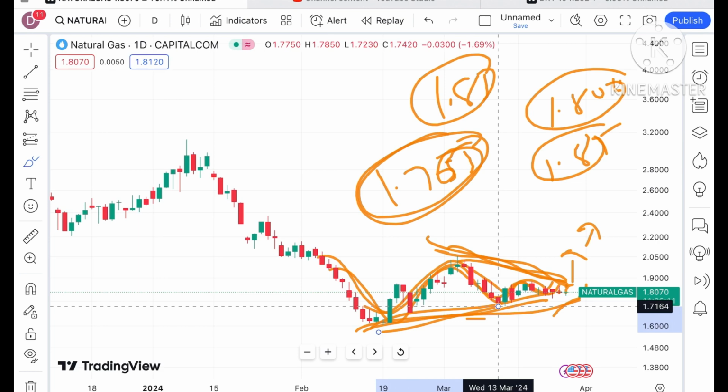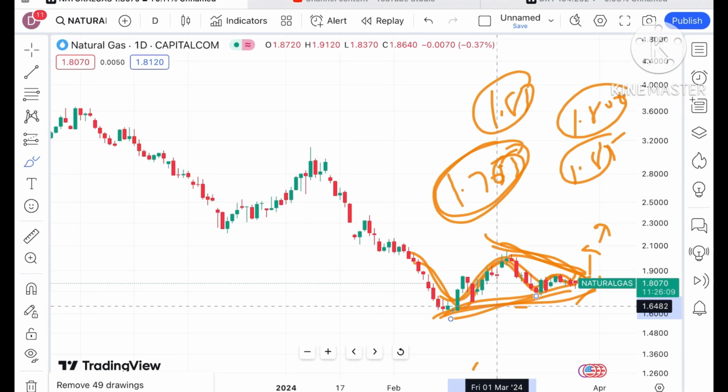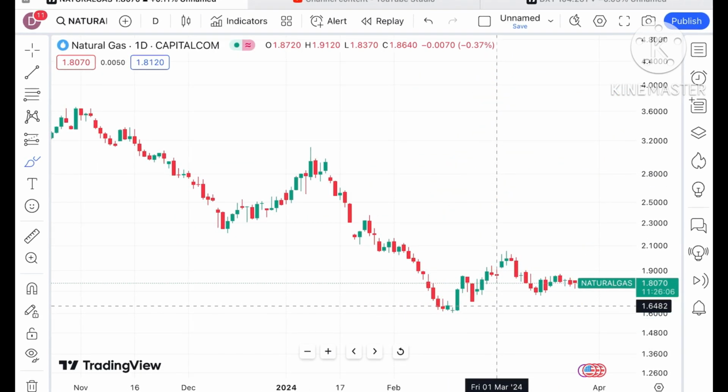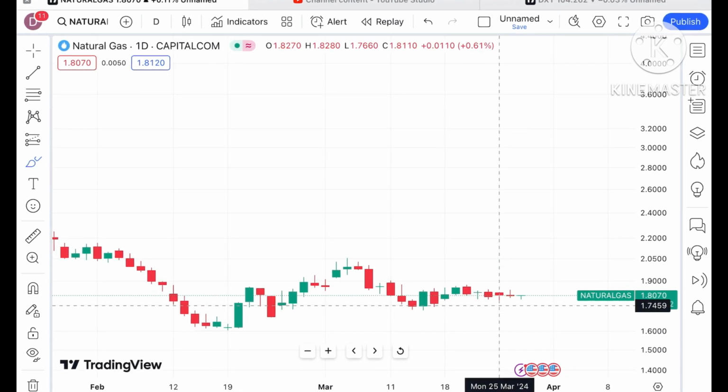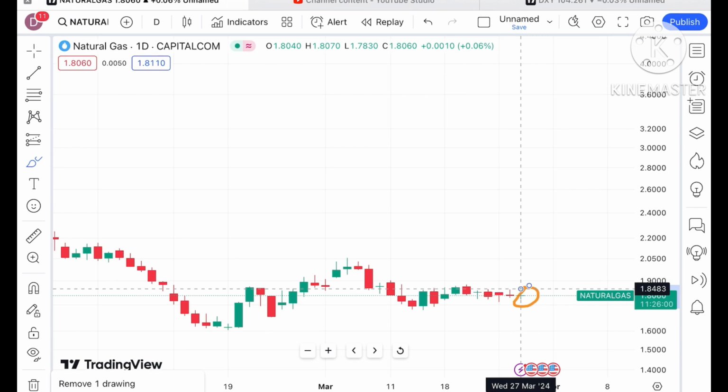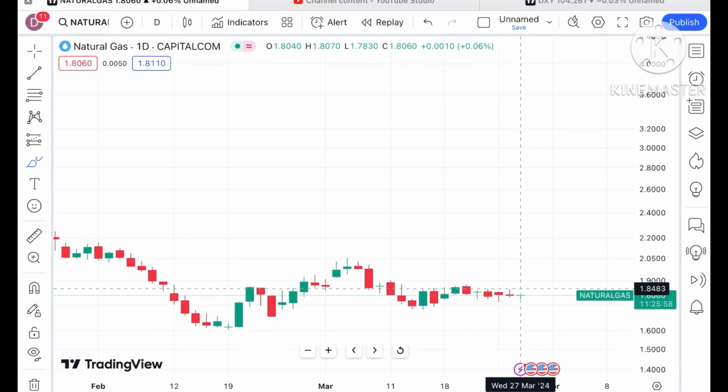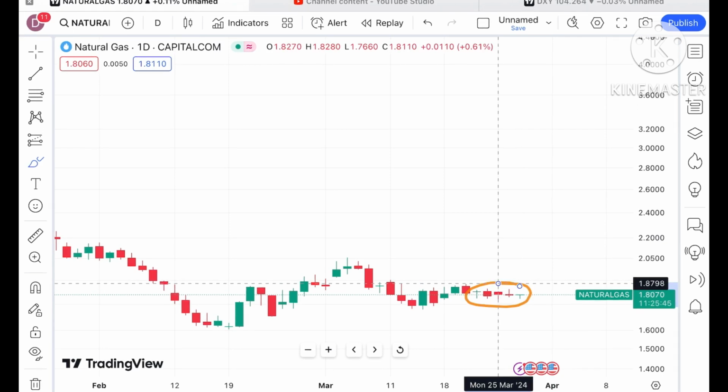But if the price starts falling below the level of around $107.65, we can see a further fall, because this pattern is being created. Today we have seen it trying to go upside. As you can see, a little green candle is trying to form.